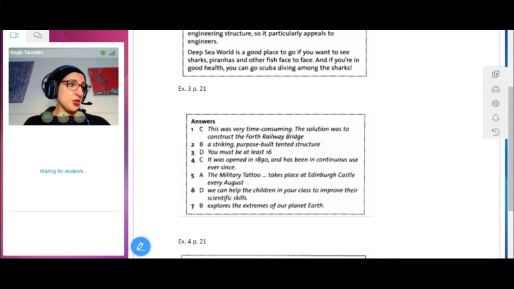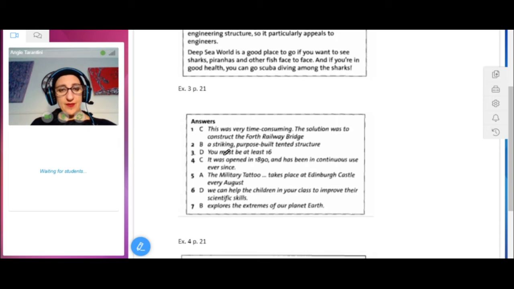Number 2, an unusual building was designed to house this attraction. A striking purpose-built tented structure, right? Number 3, D, you must be at least 16. Age limit on one of the activities at this attraction, 16. 4, C, it was opened in 1890 and has been in continuous use ever since.